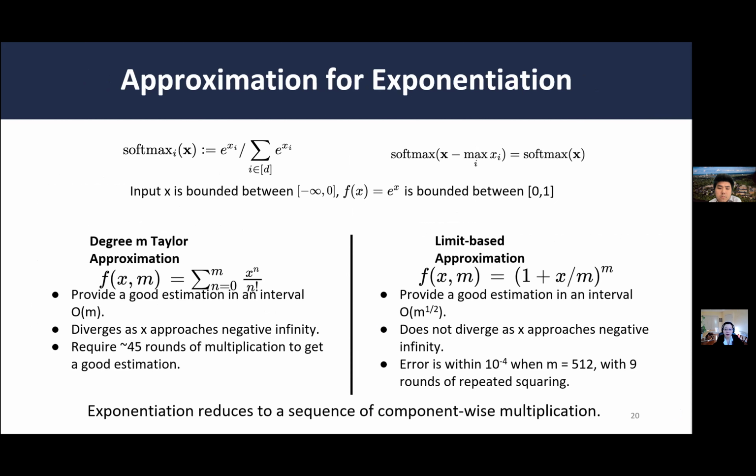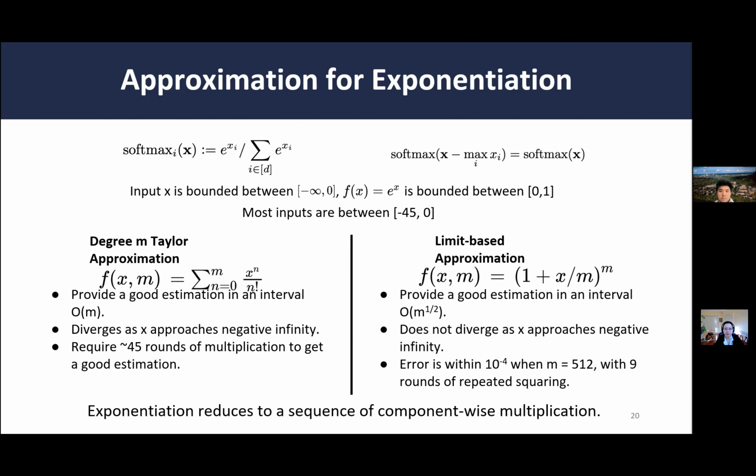Next, I will also talk about how we approximate some functions like the exponential. The exponential is an essential component of the softmax function. Before applying the softmax function, we typically subtract the maximum value from the input vector so that the input will be bounded below 0. We observe from our experiments that most inputs are between -45 and 0. A standard approach shown on the left side is to use a degree-m Taylor approximation to approximate the exponential. The Taylor method can provide a good estimation in an interval of O(1), but it diverges as x approaches -infinity. Based on our inputs, it requires around 45 rounds to obtain a good approximation.